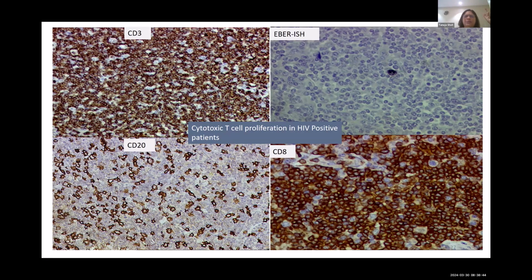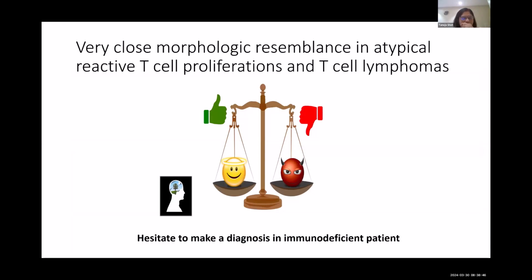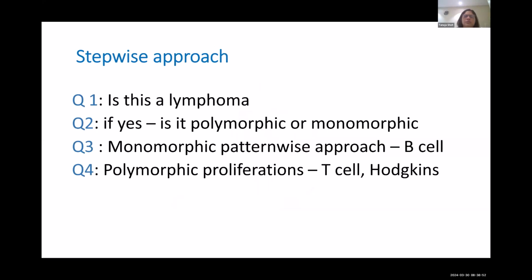That is the reason I think T-cell proliferations are such a nightmare for a pathologist, because there is a very close overlap between reactive and neoplastic proliferation. So most important, I've already told you how to distinguish between lymphoma or not. Now, what is the further approach? The further question we ask is: is this polymorphic? You'll see in my reports I write polymorphic proliferation, monomorphic proliferation. What does that mean?